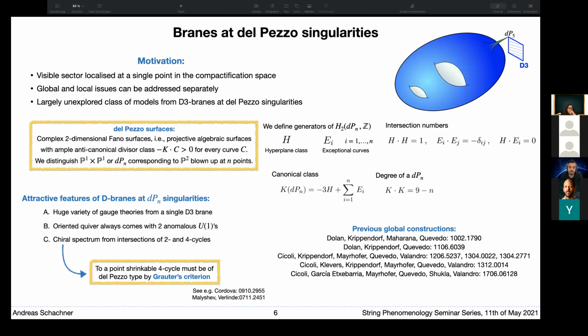I want to also mention that this work is part of a series of papers by some of my collaborators, where they previously constructed many global constructions. And we extend this type of construction today by looking at the dP5.